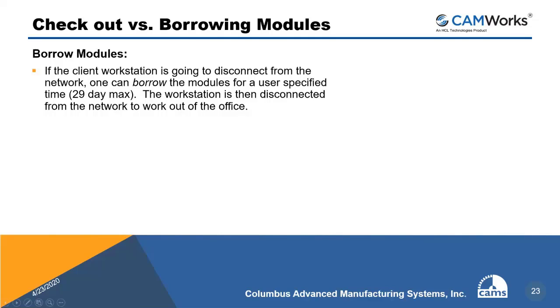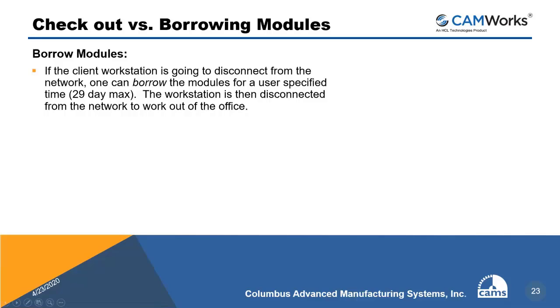This is getting more common here with all the work from home trends right now, and that's because you can have your laptop in the office, connected to the network, borrow the license for two weeks or a week, whatever it is, and then you can take your computer off network. Then you don't have to rely on a VPN connection. You will have that license you can use, and that license will automatically be returned back to the server at the end of the maximum days that you borrowed it.